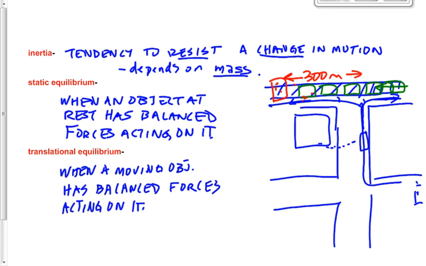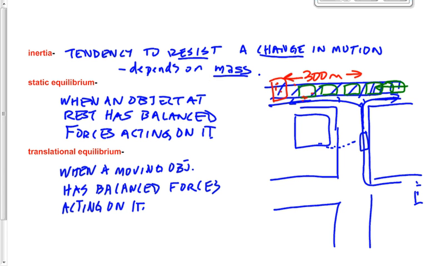It's balanced forces. What happens to an object that's moving down the road or down the curling rink or whatever if the forces are balanced? It maintains its speed, yeah. It maintains its velocity. It doesn't change direction. It doesn't change speed. It doesn't speed up. It doesn't slow down.